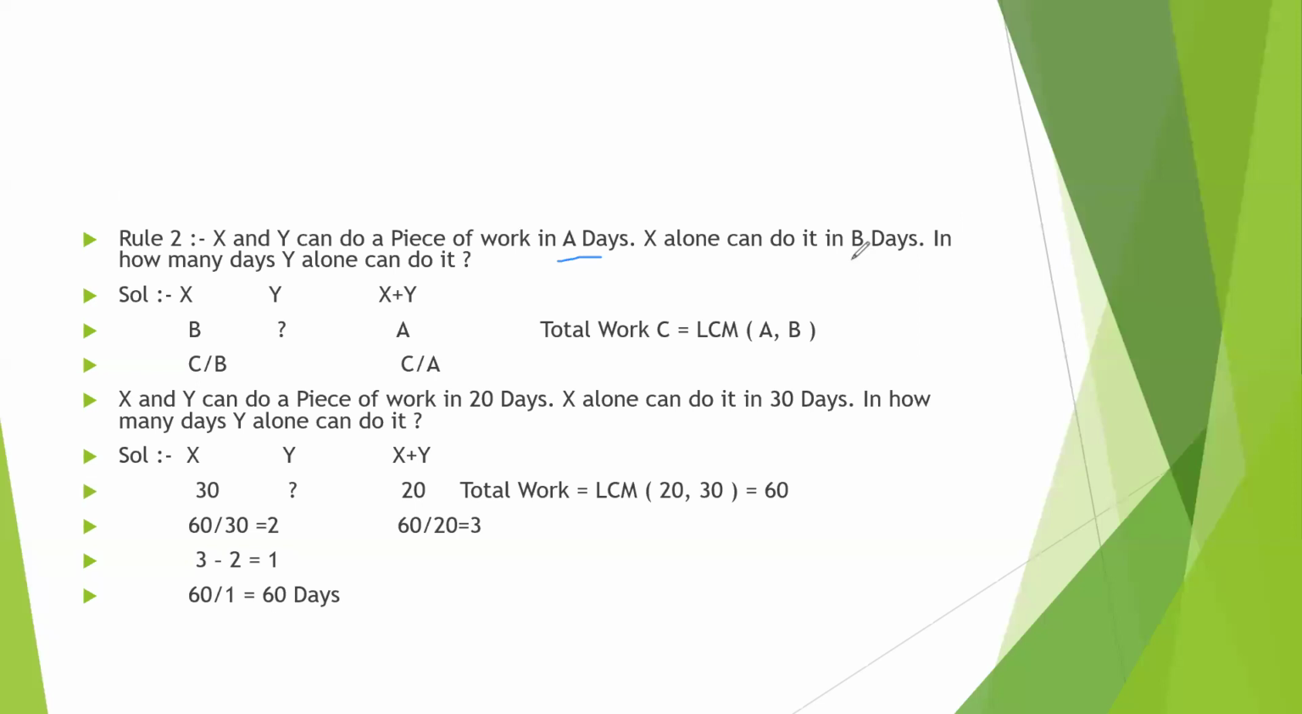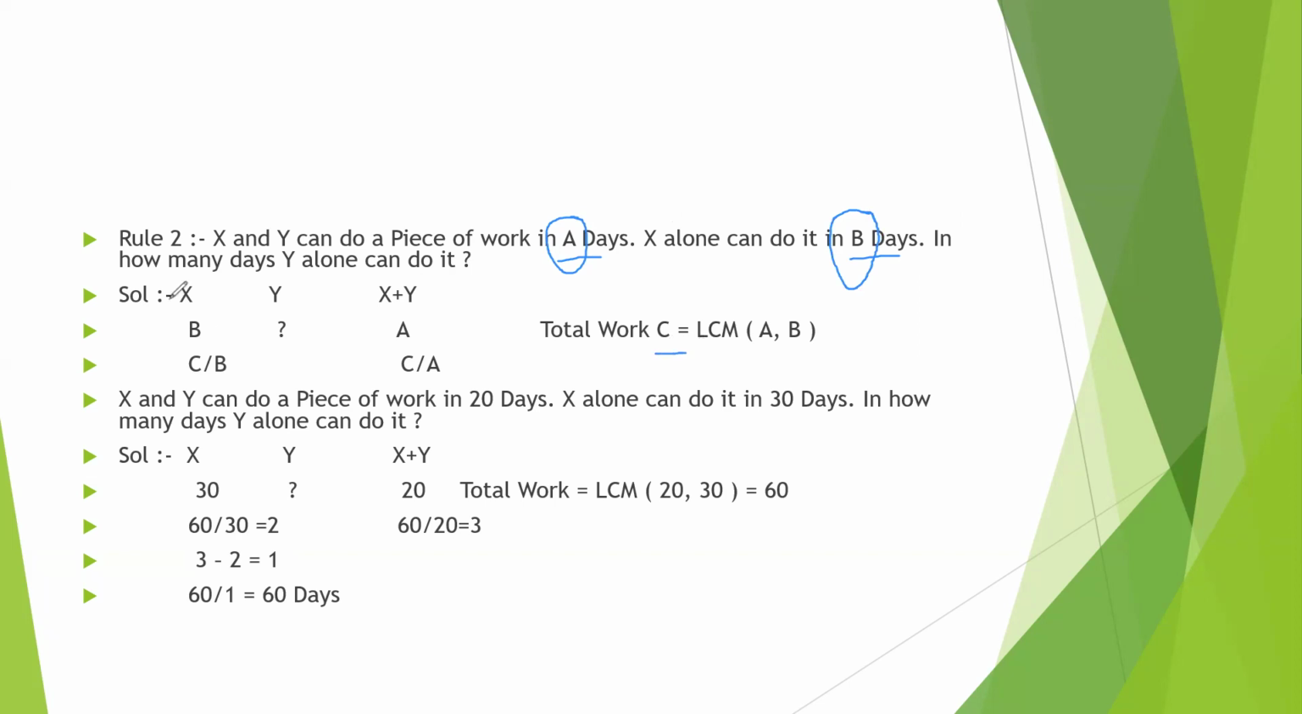In the previous type we were given X alone work and Y alone work, and we found the combined work. But here the combined work is given and X alone work is given, and we find Y alone work. Whatever it may be, the first step is the total work, which is the LCM of the number of days, here the LCM of A and B. We denote the total work as C.